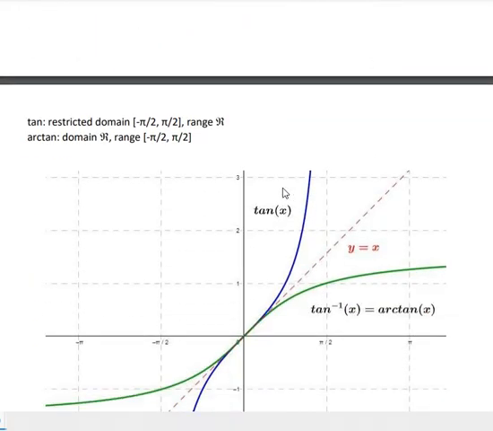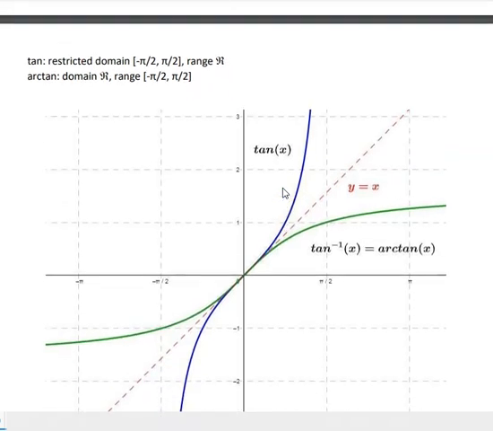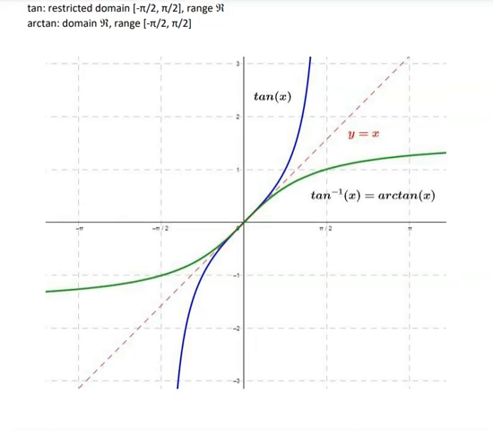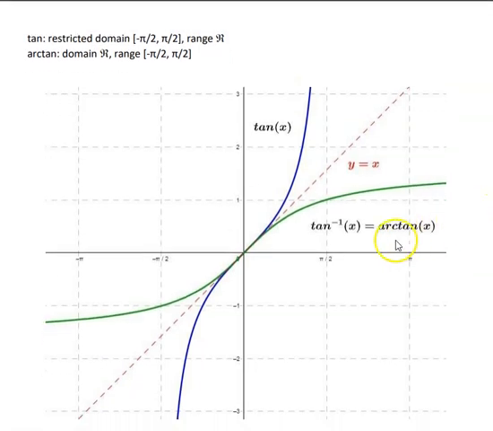The last one we'll look at graphically is the tangent. So in blue is the normal tangent. We restrict its domain to -pi/2 to pi/2, so we just have one branch of it. Its range is all real numbers, and so its inverse has a domain of all real numbers. It's defined everywhere in a range from -pi/2 to pi/2.